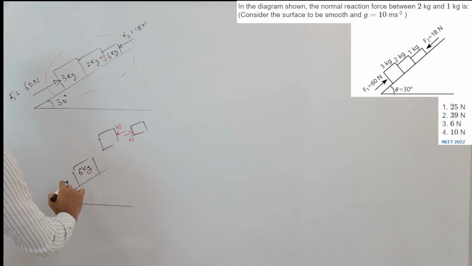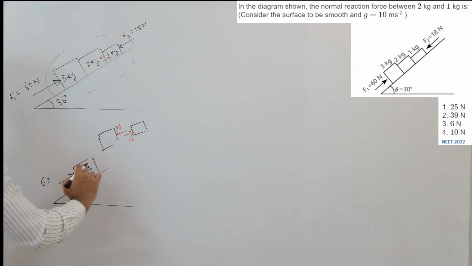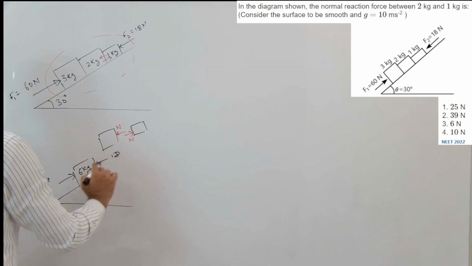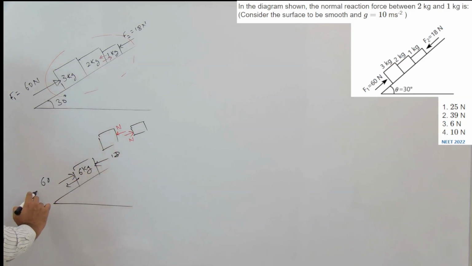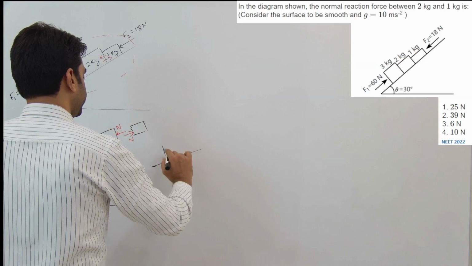Now let us see it. Over here, upward will be 60, downward is your 80, and over here 6g sin 30 will be acting. Let's see, 6g sin 30, that implies 6g into 1 by 2, that is 30. So downward, finally what are we getting?